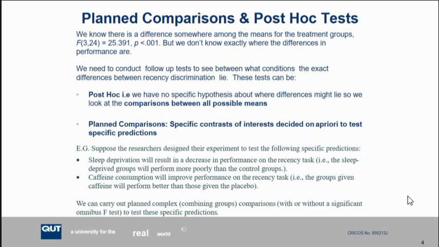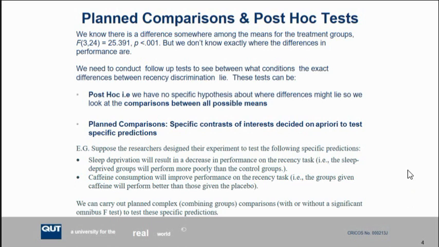These tests can either be post hoc, so if we have no specific hypotheses about where the differences might be, we look at the differences between all possible means, so all possible post hoc comparisons. Or they can be planned. So if we have specific hypotheses or specific contrasts of interest that we've decided upon a priori, that is, before we conducted the experiment, we can run a series of planned comparisons to test those specific hypotheses.